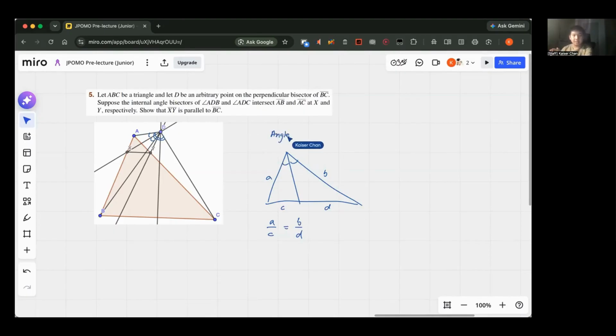And you can cite this in your proof without explaining basically the proof of the theorem. There. So we can use this on two triangles. Okay. What triangles do you guys think we should use this theorem on?